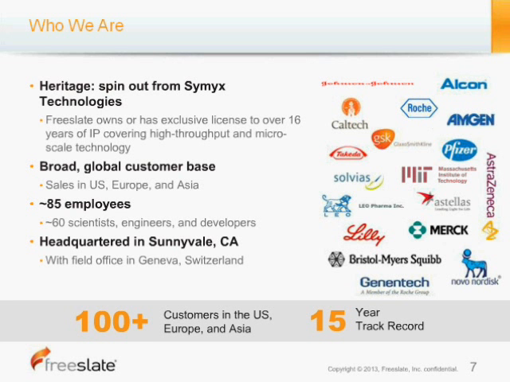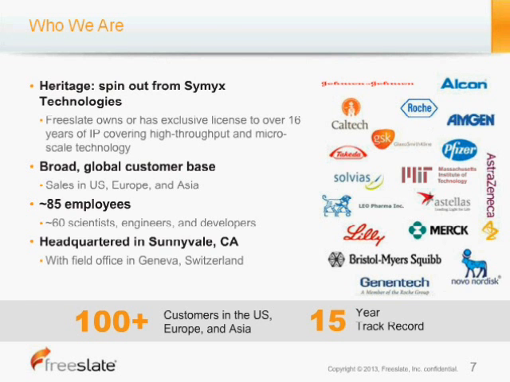When Freeslate was spun out, it retained Symyx's IP on high throughput and microscale technology, and so we have over 16 years of IP in this area. We have a broad global customer base with sales in the U.S., Europe, and Asia. We have approximately 100 employees, and about 60 of those are scientists, engineers, and developers. Our headquarters are in Sunnyvale, California, and we have an office in Geneva, Switzerland. We have over 100 customers in the U.S., Europe, and Asia, and we have over 15-year track record of delivering automated solutions to customers like you see on the right-hand side, such as Johnson & Johnson, Amgen, Pfizer, AstraZeneca, and Bristol-Myers Squibb.